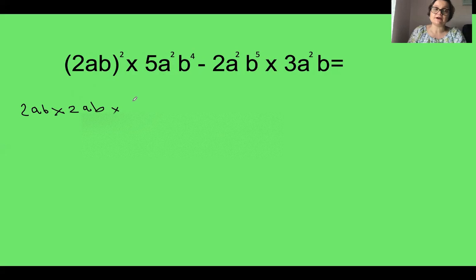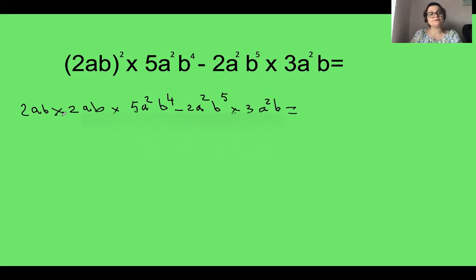So times 5, a to the power of 2, b to the power of 4, minus 2, a to the power of 2, b to the power of 4, times 3, a to the power of 2, b, equals. Now let's do the multiplication. The first one, you have 2 times 2, so multiply number by number, becomes 4. A times a becomes a to the power of 2, and b times b becomes b to the power of 2.